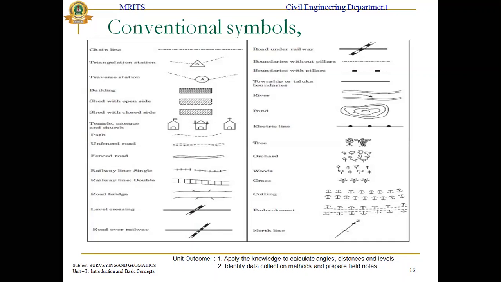Okay, chain line, triangulations. The conventional symbols will be used before the designing process, meaning they will be given for the intimation process, from 1 kilometer to 500 meters before, you will be informed.